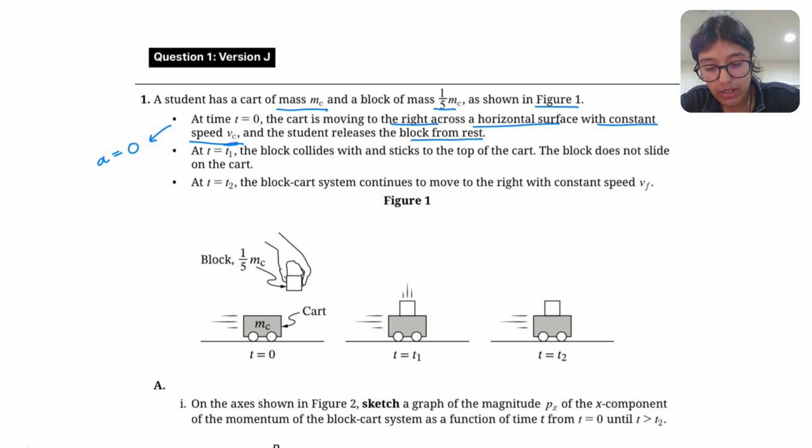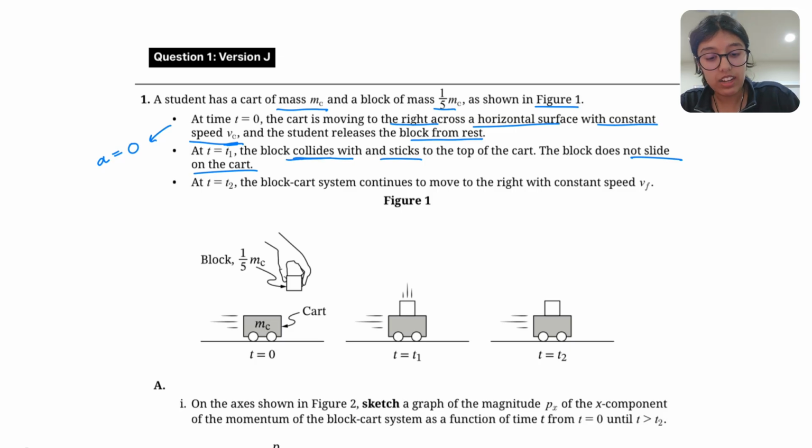Now on to the second point. At t equals t1, so I think we're over here right now, the block collides with and sticks to the top of the cart. Collides with and sticks to the top of the cart. The block does not slide on the cart. Okay, the block just sticks to the top of the cart, and it does not slide on the cart. Well, let's just ignore the second sentence for now and just look at the first sentence, because this is where most of the heavy lifting is.